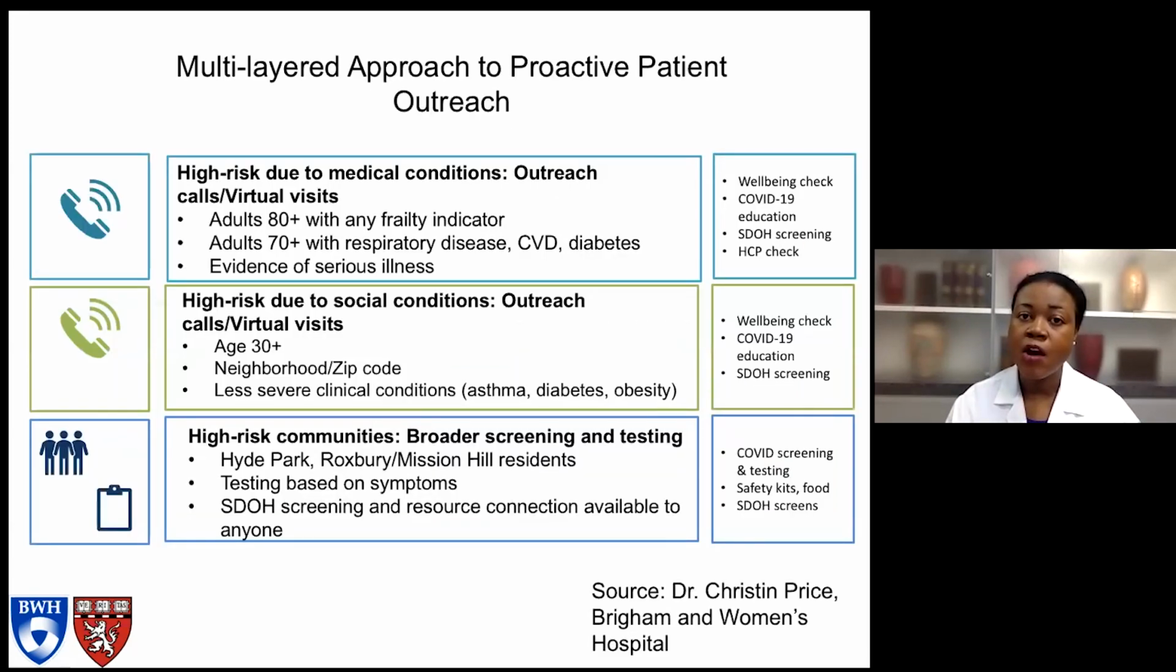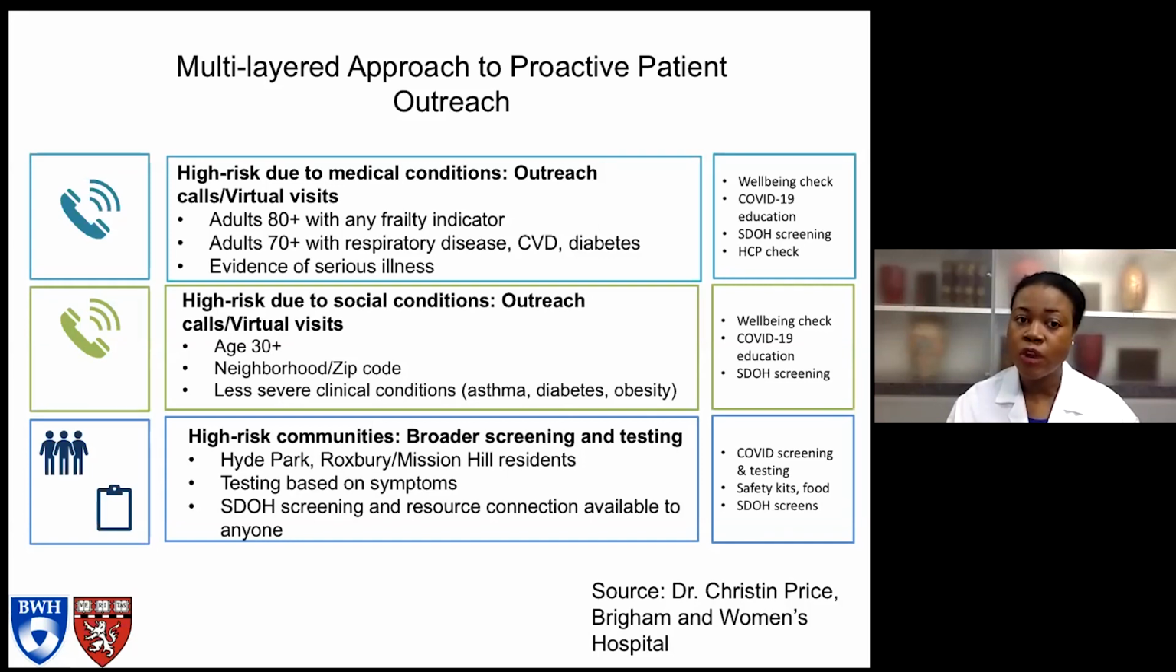Additionally, within our accountable care organization patient population, there is a multi-layered approach to doing this proactive outreach. Dr. Kristen Price at the Brigham and Women's Hospital is our director of our primary care Medicaid accountable care organization in Massachusetts at our hospital, and organized a call to all of our patients who are high risk due to medical conditions, including adults age 80 and older with any frailty indicator, adults age 70 and older with respiratory diseases and other comorbidities, and those who were also high risk due to social conditions.